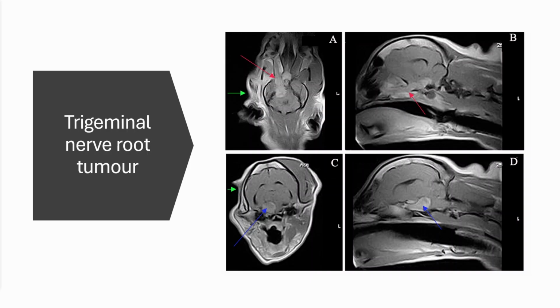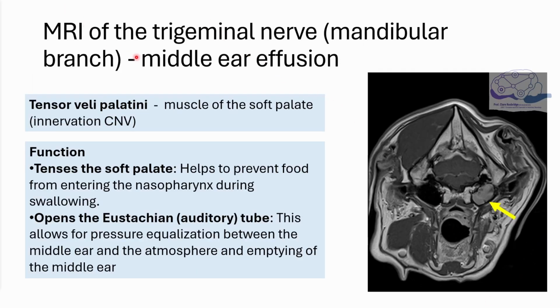So the next thing that we can see is a middle ear effusion, and this is because the trigeminal nerve supplies the tensor veli palatini, which is the muscle of the soft palate. It's a very, very small muscle, and it tenses the soft palate and helps to prevent food from entering the nasopharynx. But more importantly, from our perspective, it opens the eustachian or auditory tube, and that allows for pressure equalisation. So if you think about yourself up in an aeroplane and you've got increased pressure in your ears, you try to yawn, don't you? And that opens your eustachian tube.